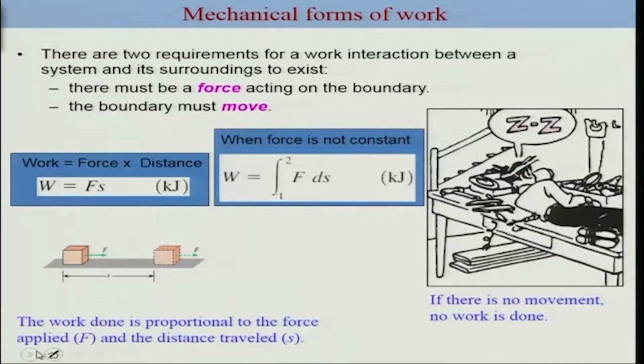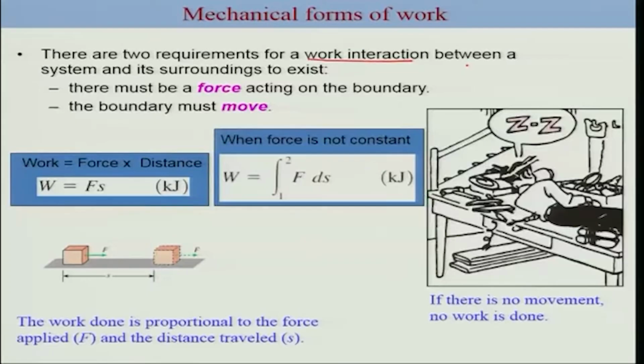There are mechanical forms and there are non-mechanical forms. So let me first describe the mechanical forms of work. The two requirements for a work interaction between a system and surrounding: there must be a force which acts on a boundary, and the boundary must move.